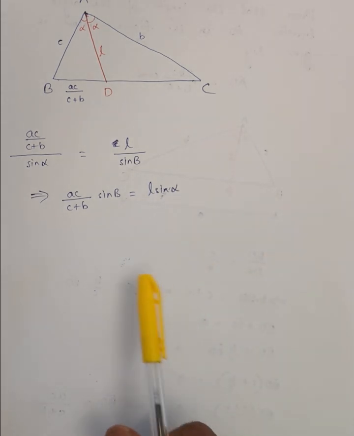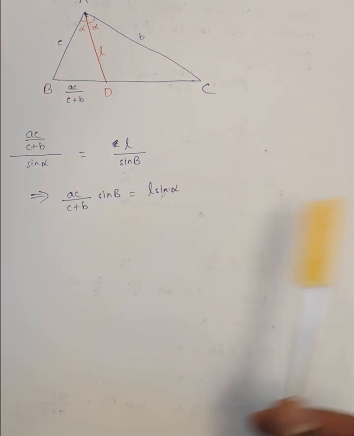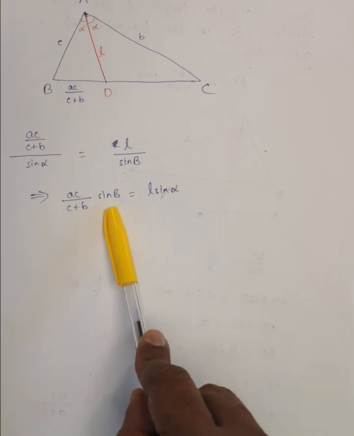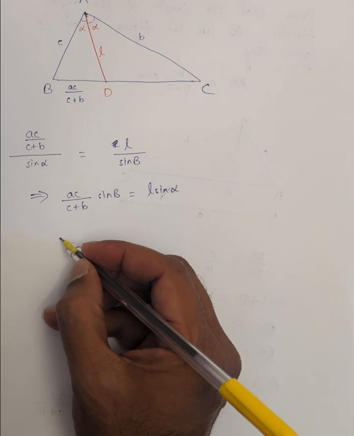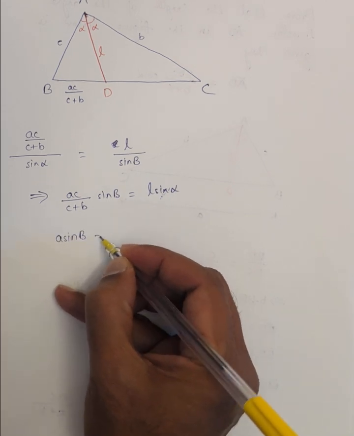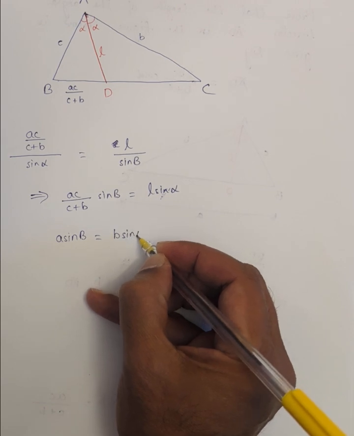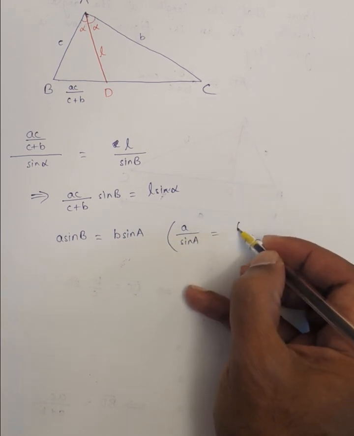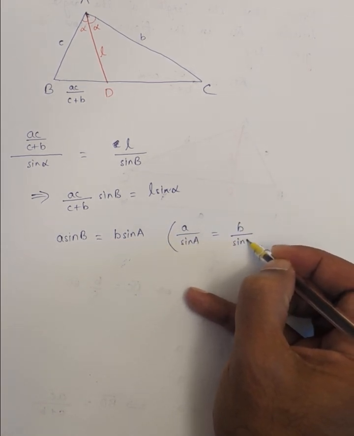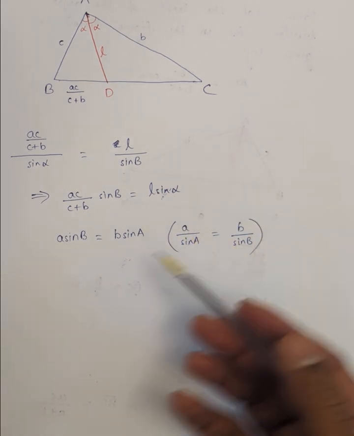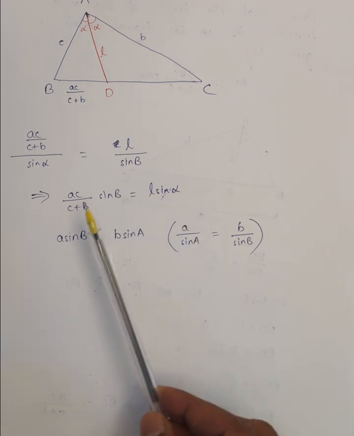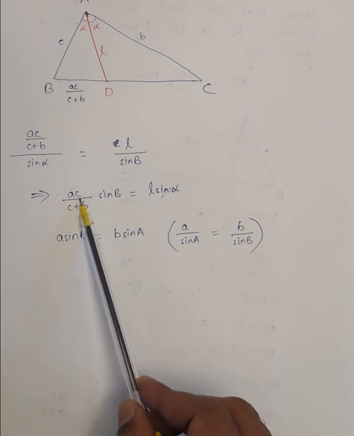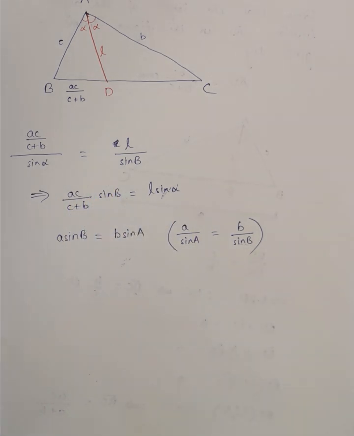Now, I have sine alpha here and sine B there. But notice A sine B happens to be equal to B sine A. And how do we know that? Because A over sine A is B over sine B. So if you cross multiply, you get this. A sine B equals B sine A. And it's useful to think, if you have an expression like A sine B, you can change it to B sine A, or C sine B could be changed to B sine C, depending on what we want.